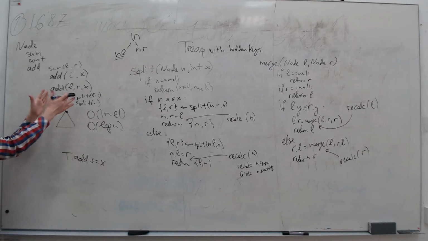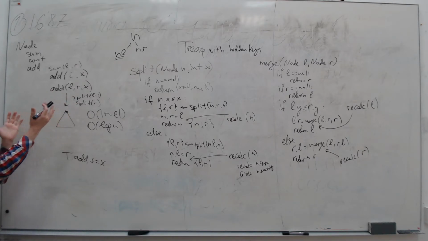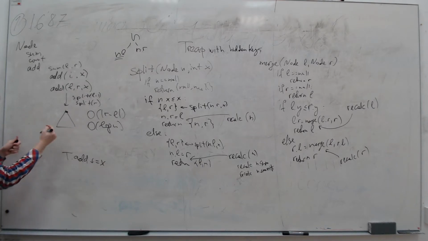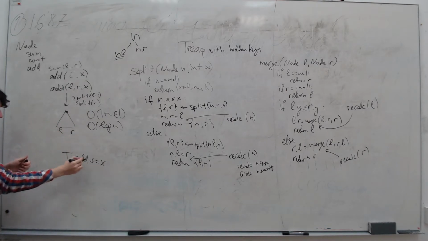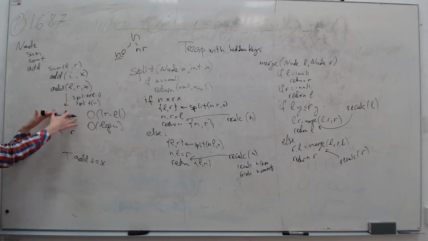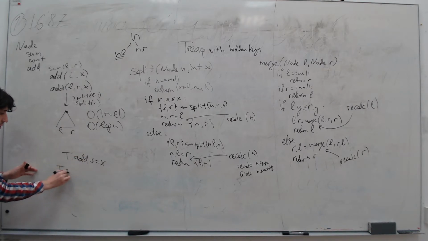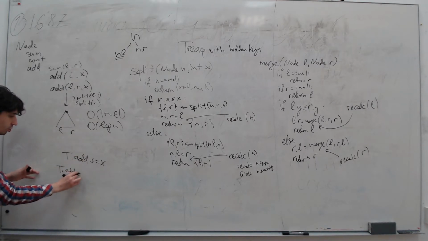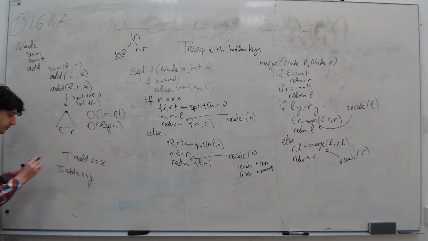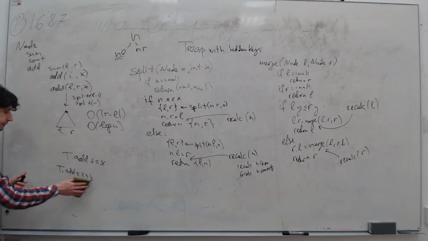So the first add L R X will take our subtree, which is L and R, and add an X to it. Then the next operation will add Y, and in total you will have t add equal to X plus Y. And you did all of this in constant time.